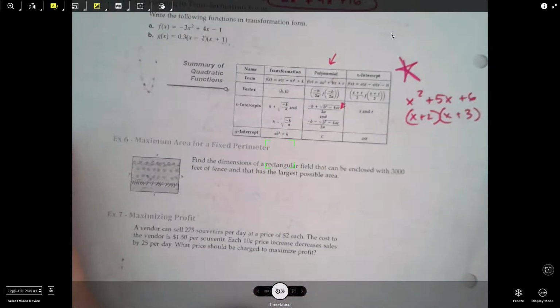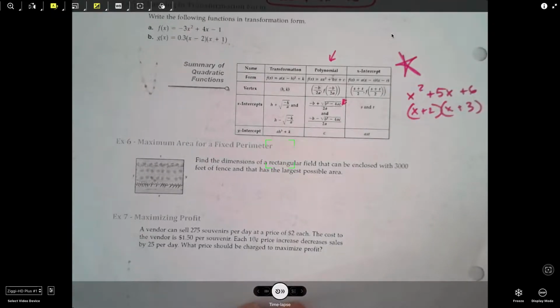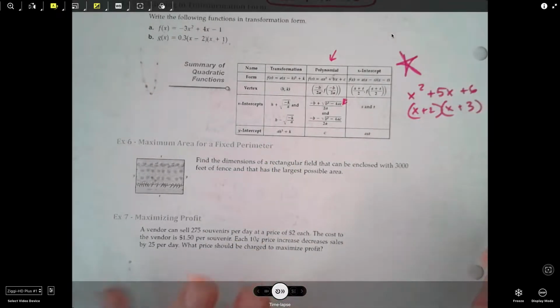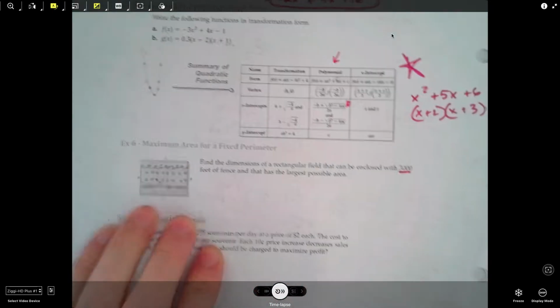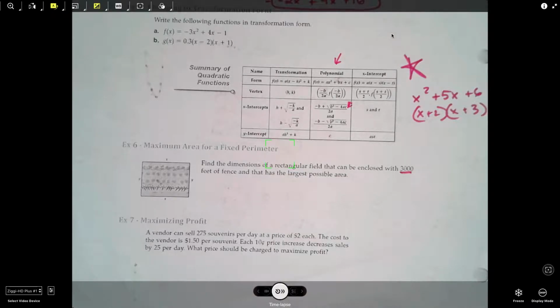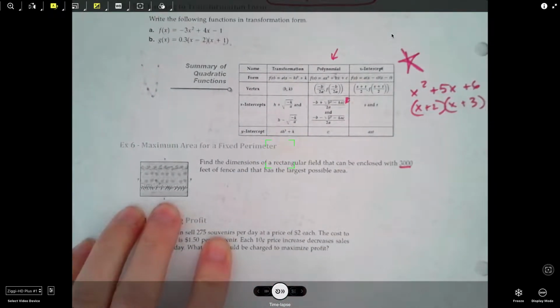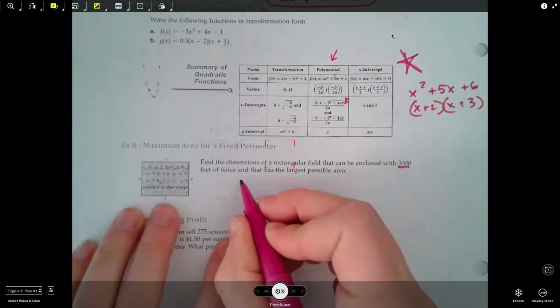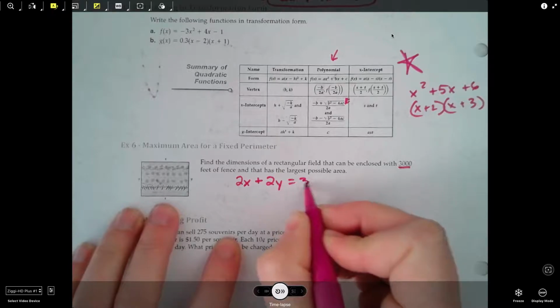Find the dimensions of a rectangular field that can be enclosed with 3,000 feet of fence and has the largest possible area. Largest possible area. Maximum area for a fixed perimeter. Okay, so 3,000 feet of fence. What is that referring to? It's not area. Perimeter. Okay, perimeter. So how do I find the perimeter of this guy? It's already labeled. 2x plus 2y equals that 3,000.